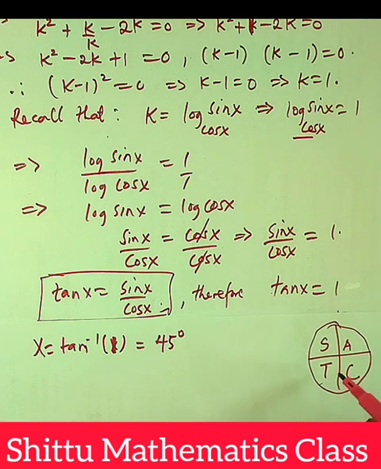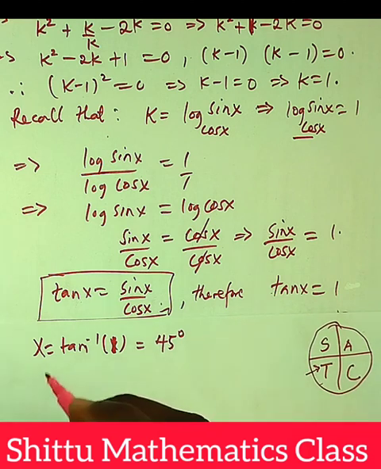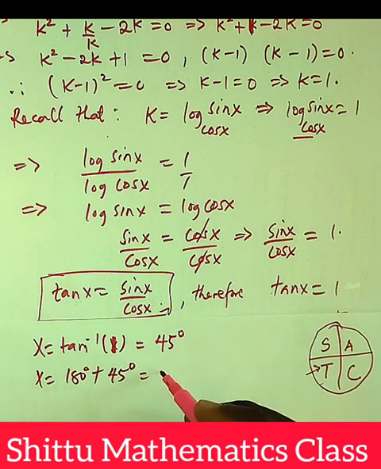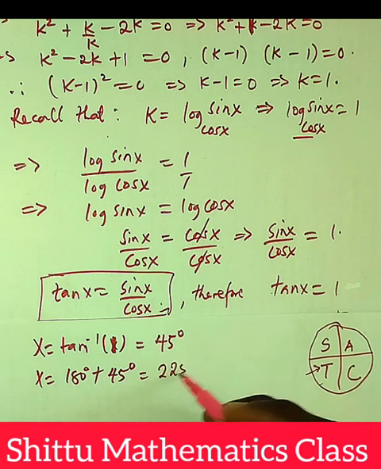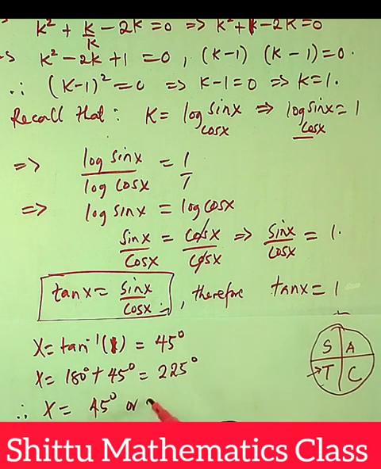So we are now going to look at the corresponding value of this 45 degrees in the third quadrant. So this is going to be x equals 180 degrees plus 45 degrees, and we are going to have 225 degrees. So we have the two possible values of x to be 45 degrees or 225 degrees.